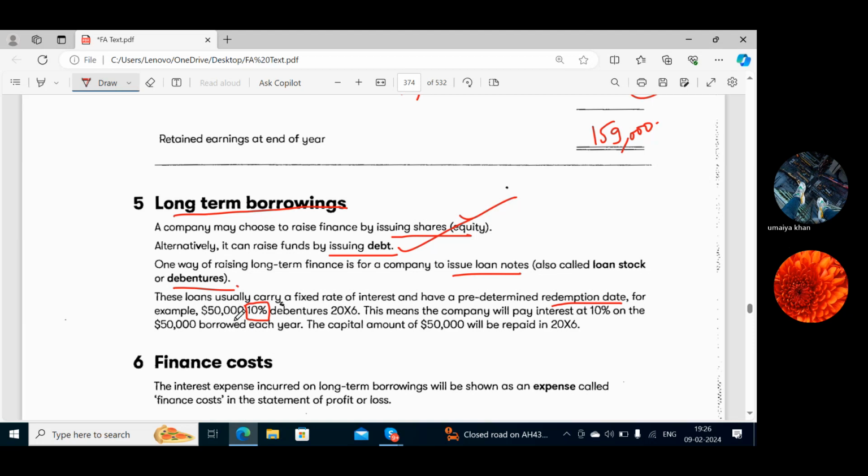Okay. And they have clearly mentioned the meaning as well. Company will pay an interest of 10% on $50,000 borrowed each year. Okay, that means company has borrowed $50,000 from people, and company is ready to pay 10% interest on this amount every year to the people. So capital amount of 50,000 will be repaid in the year 2006. That is the maturity date.